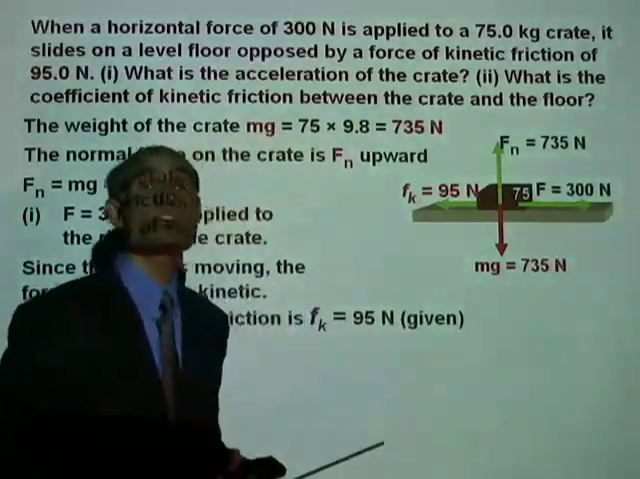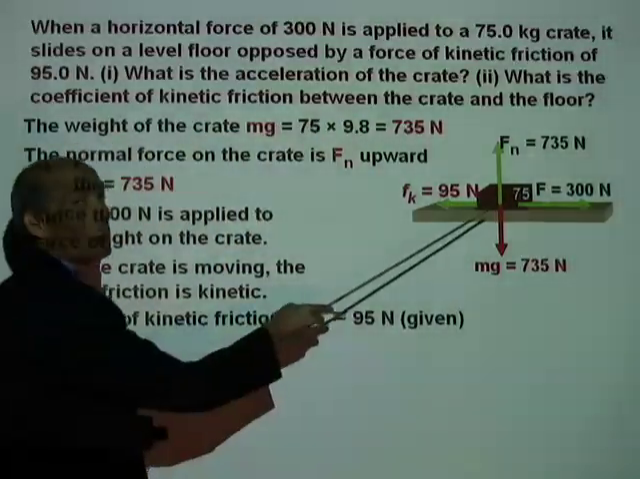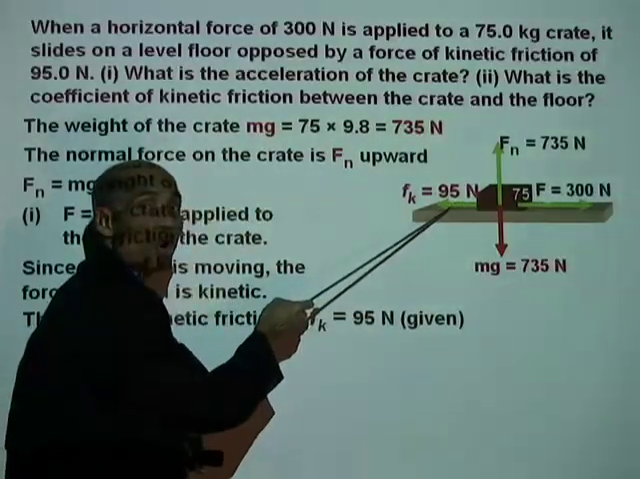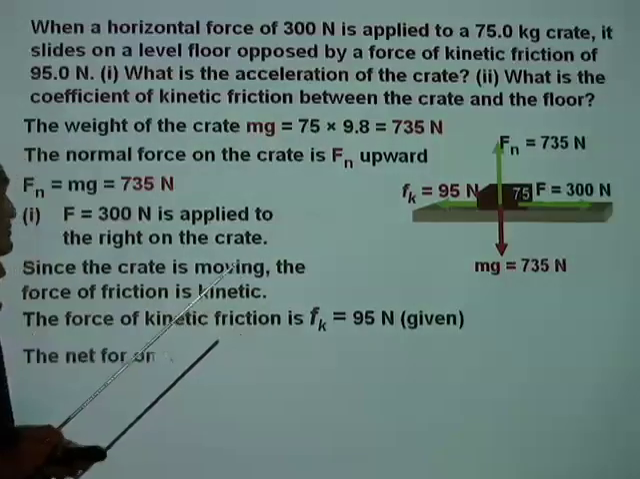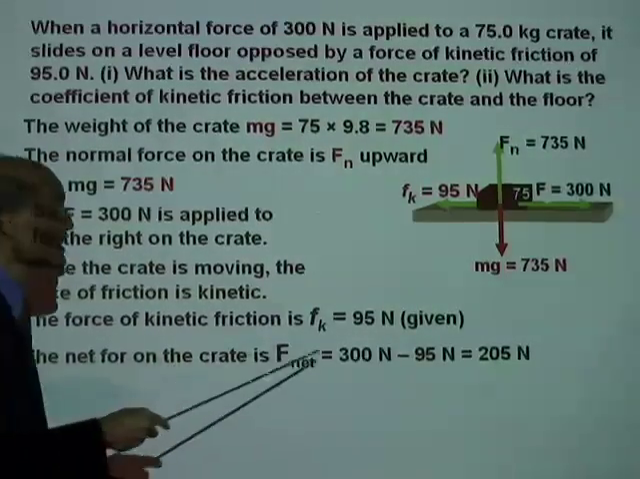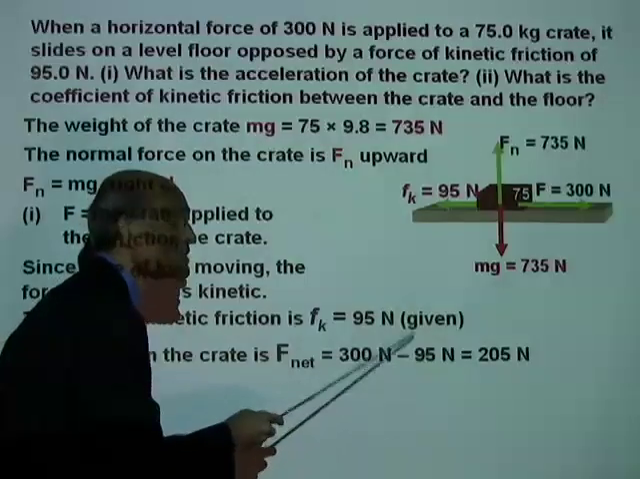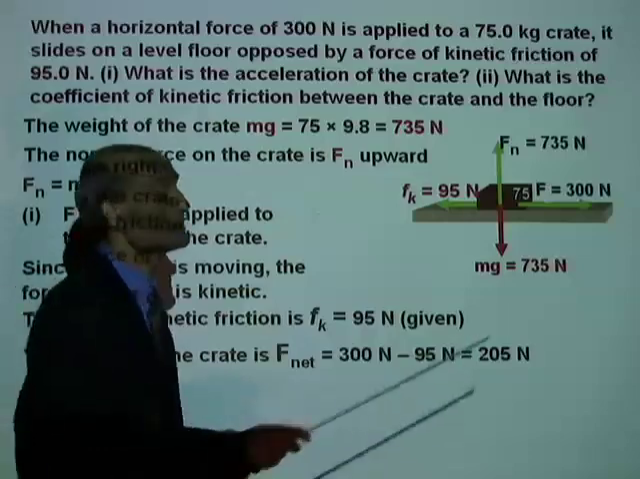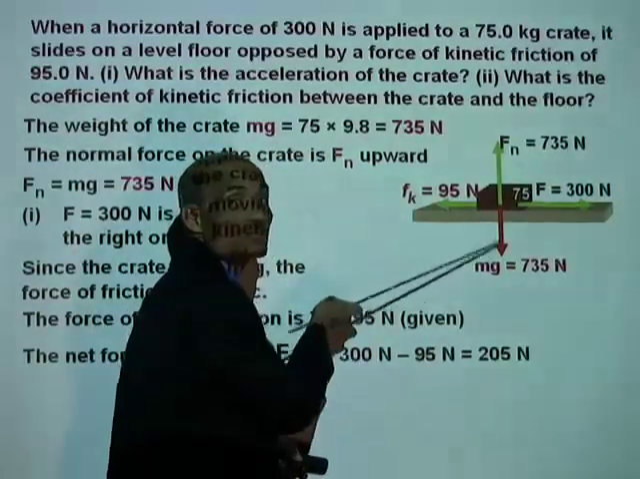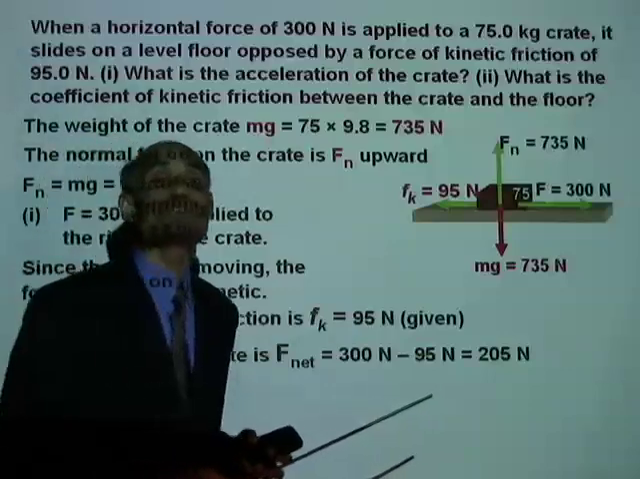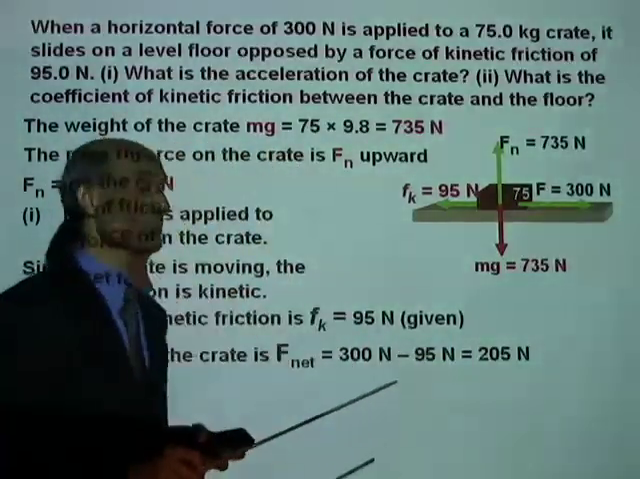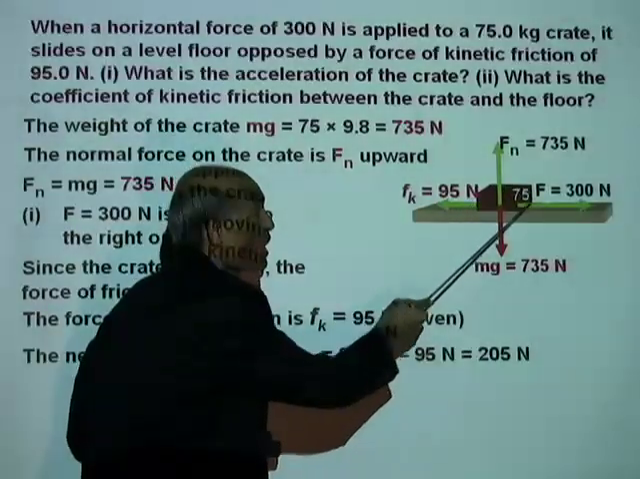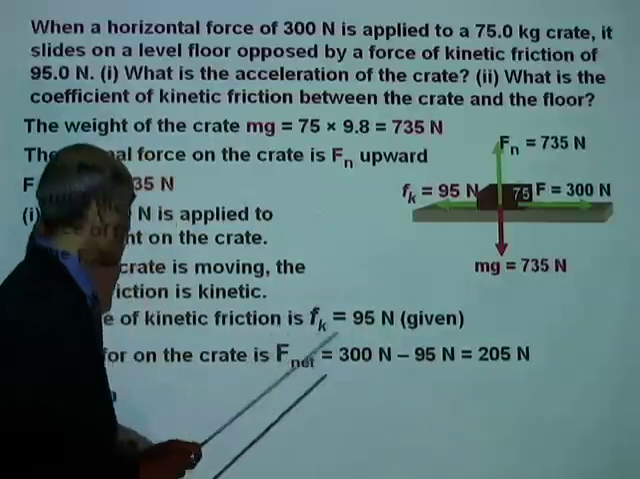Therefore, what is the net force on the crate? The applied force is 300 Newton. The force of kinetic friction opposing that is 95 Newton. Therefore, the net force is the applied force minus the force of kinetic friction, and that is 205 Newton. And you can see the vertical forces will not play a role in the motion here because they cancel each other. Okay, this net force produces an acceleration on this mass of 75 kilogram.